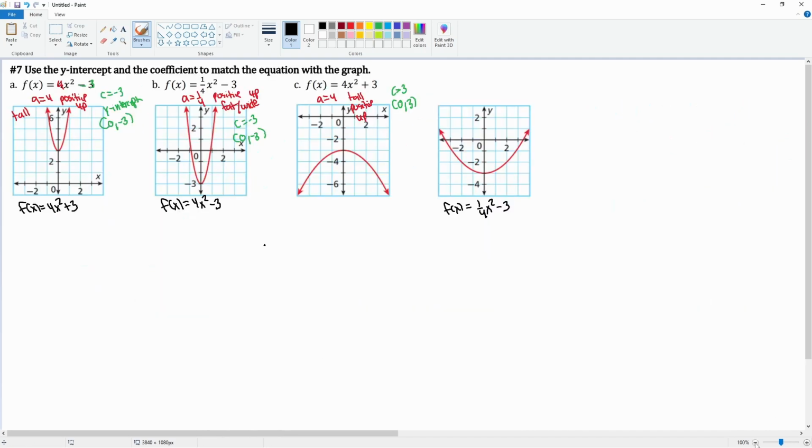So there you go. That is how you use that a value and the constant to graph.